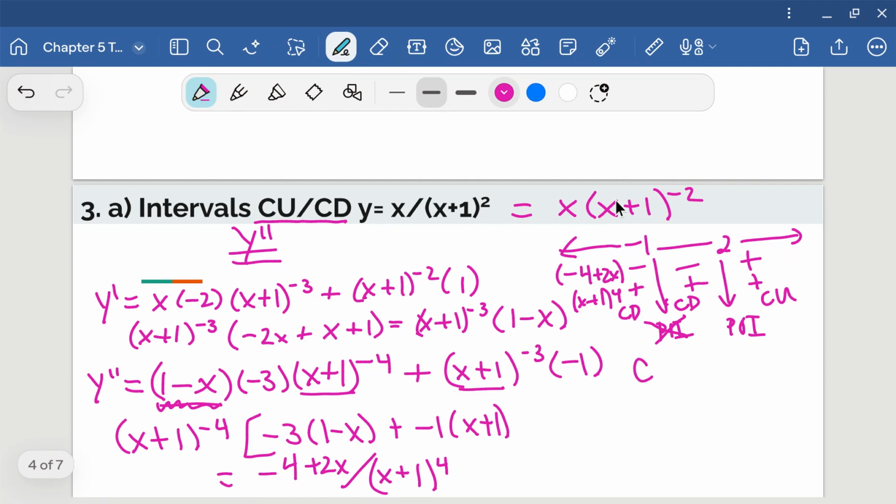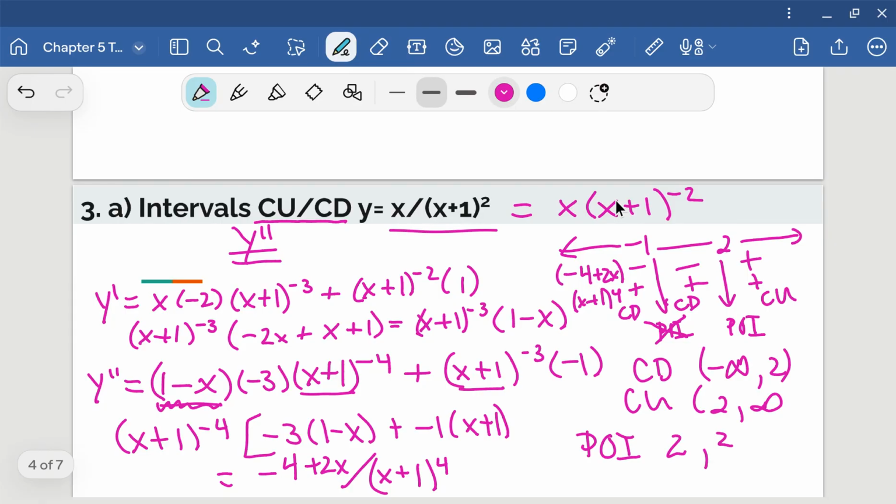So when you're writing this out with your notation, concave down is -infinity to 2, and concave up would be 2 to infinity. And your point of inflection, which I guess it didn't ask for here, but we can add it on, is 2. Then you plug 2 back into your original function, and you'll see that your y value will be 2/9. So that's our point.